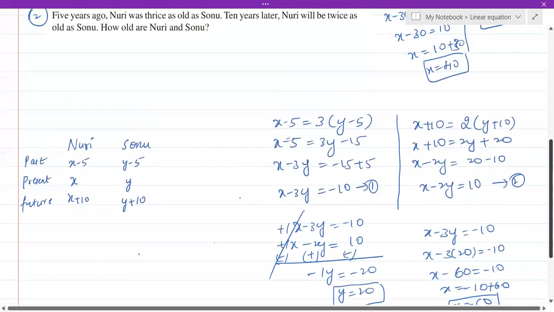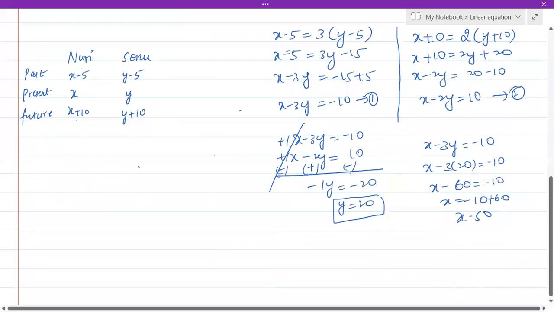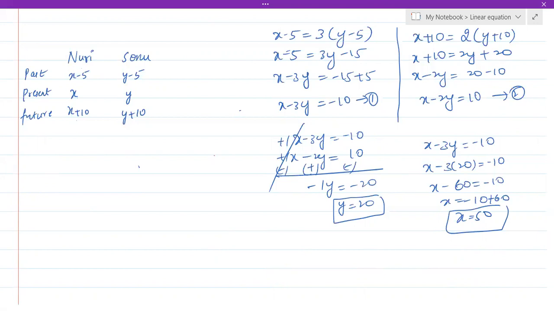Remember, these are problems based on age. Therefore, the x value and y value that you are getting should be positive. It cannot be negative. If you're getting the value of x and y as negative, it means somewhere we have gone wrong and we have to correct it. So here the x value is positive 50 and the y value is 20. That is, Nuri's present age is 50 years, and Sonu's present age is 20 years.